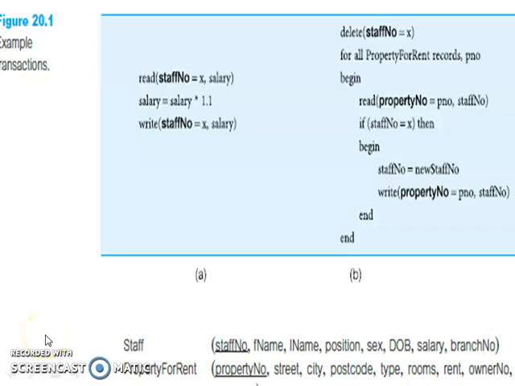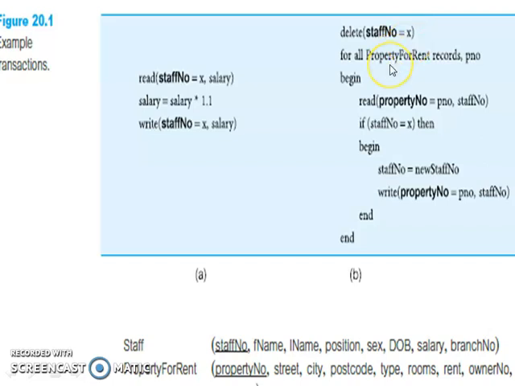In the previous example, we have seen the simple transaction, figure A, with read and write operations. Now let us see another example of a transaction using the delete operation. A more complicated transaction is to delete the member of staff with a given staff number X. We are deleting all the tuples which are related to staff number X.